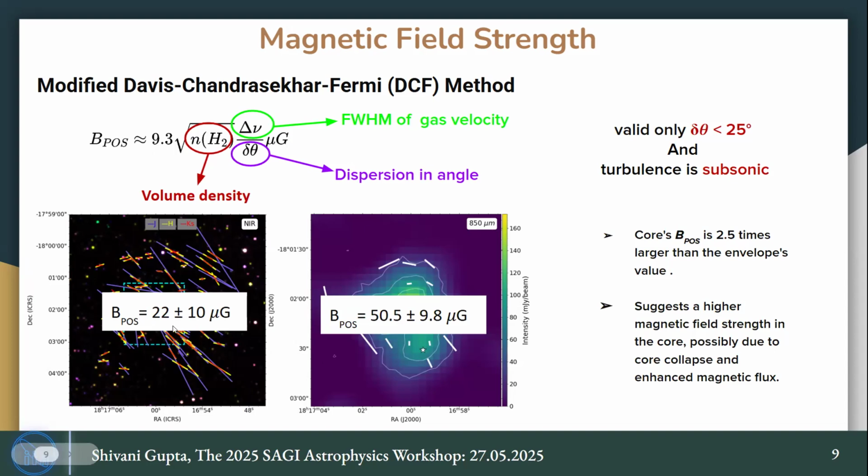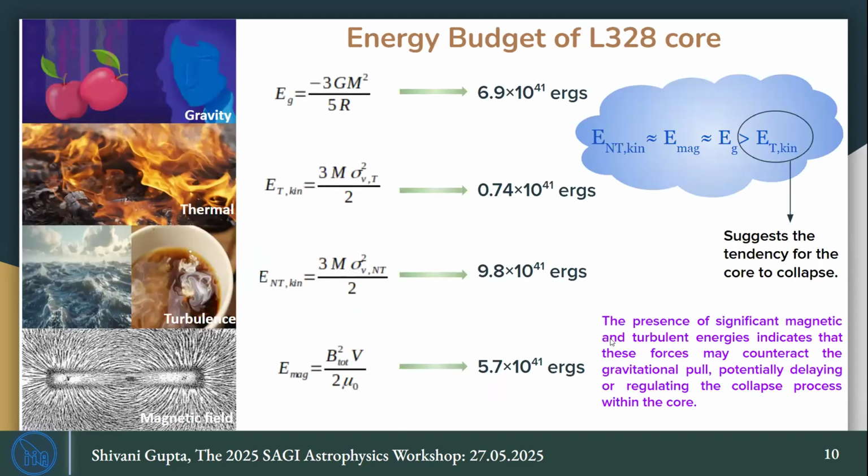At the envelope scale, the magnetic field is 22 microgauss. This indicates that the core scale magnetic field strength is approximately 2.5 times larger than at the envelope scale. That suggests a higher magnetic field strength in the core, possibly due to core collapse or enhanced magnetic flux.